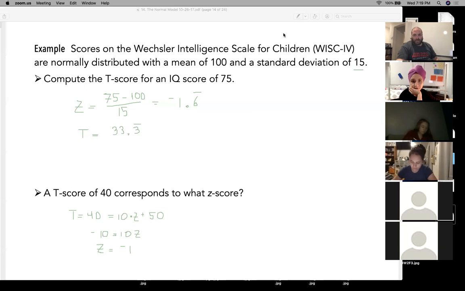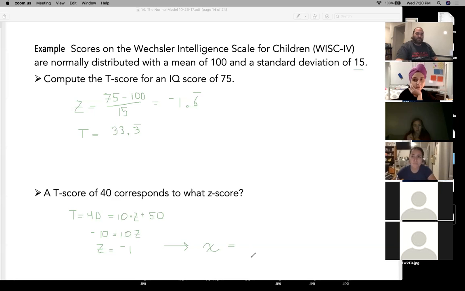So then the z-score would be -1. Well, no, it's a good question. So the z-score is -1. The question that you might ask as a follow-up is, what is your data point? What was my actual score, what was my raw data, if my z-score was -1?